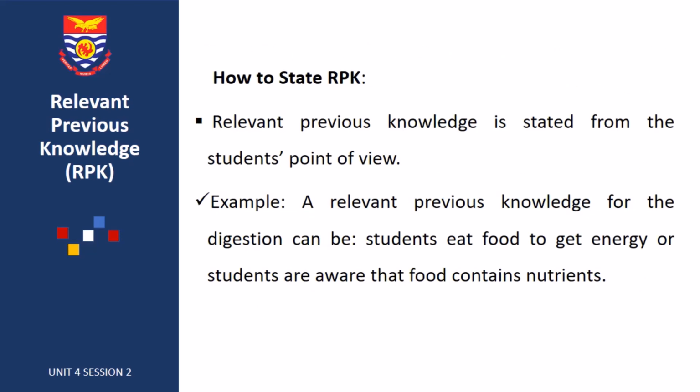So, how do you state the relevant previous knowledge? Now, relevant previous knowledge is stated from the student's point of view. So, for example, a relevant previous knowledge for the topic digestion in mammals, you can state that students eat food to get energy, or students are aware that food contains nutrients. Okay, so now you understand the relevant previous knowledge. Now let's move on to the next one.